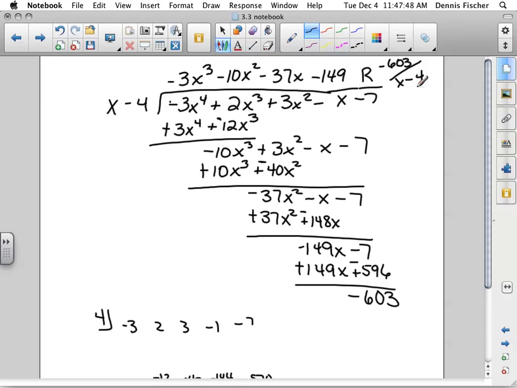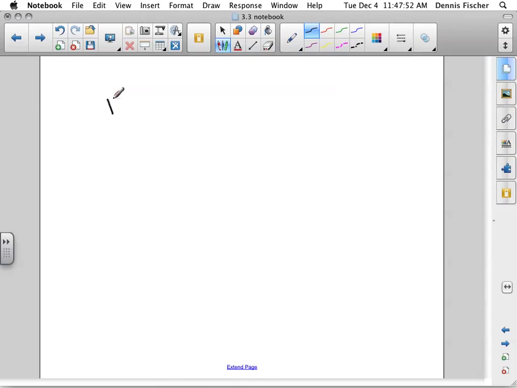Okay? One more. How about this? We're going to do the remainder theorem, synthetic, and just dividing it. We're going to do it another way in a second. Okay, x cubed. Do that one.